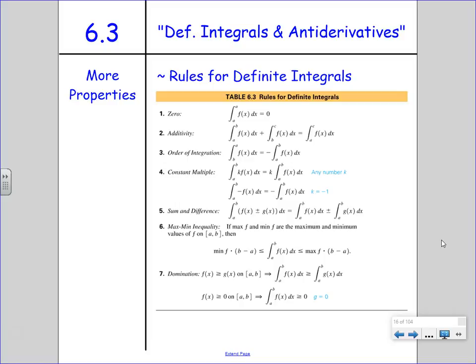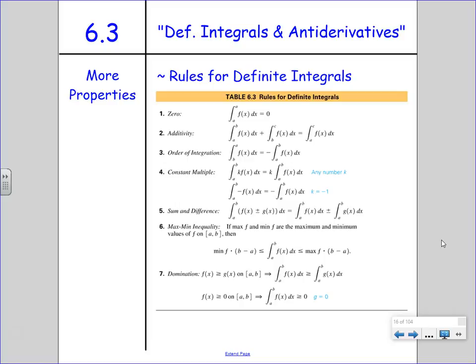Definite integrals and antiderivatives. So, we are introducing the idea of antiderivatives in the context of definite integrals today. However, we're going to focus more on them tomorrow in section 6.4. The fundamental theorem of calculus technically is 6.4. You can do all the implications and applications of that.